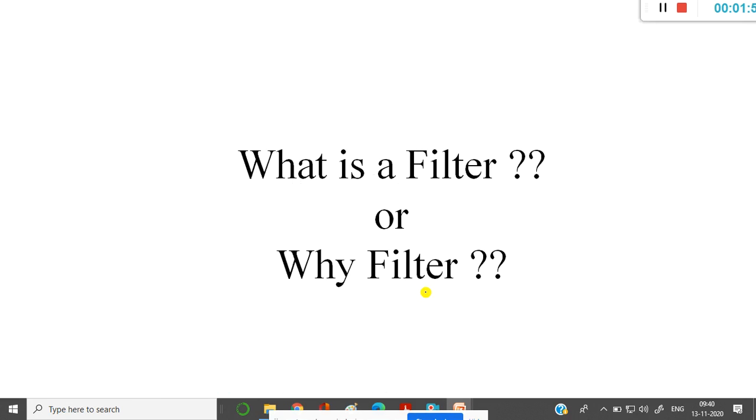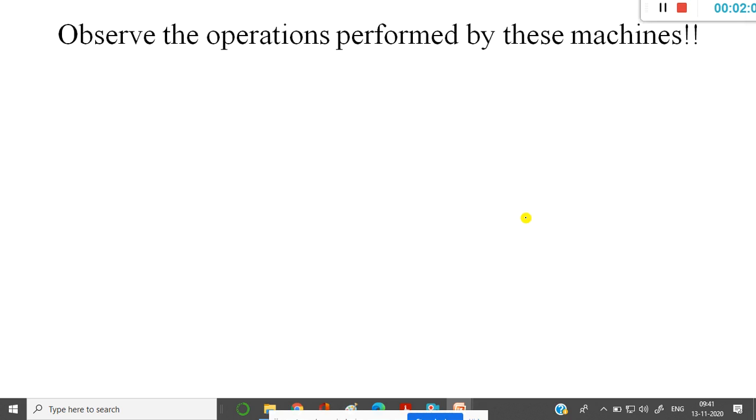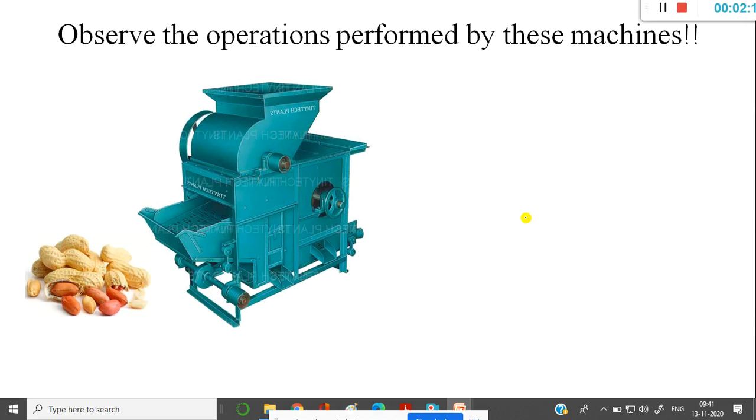Now, before that, what is a filter or why is a filter required? To understand this, I have some figures. Try to identify them and observe the operations that are performed by these machines. What is this machine called? It is called a groundnut decorticator machine.